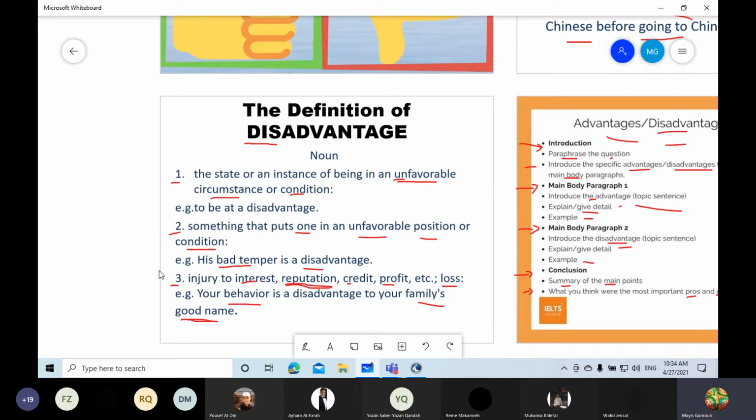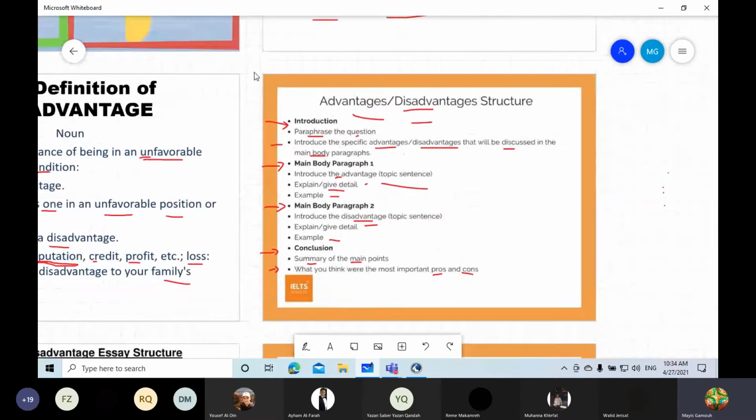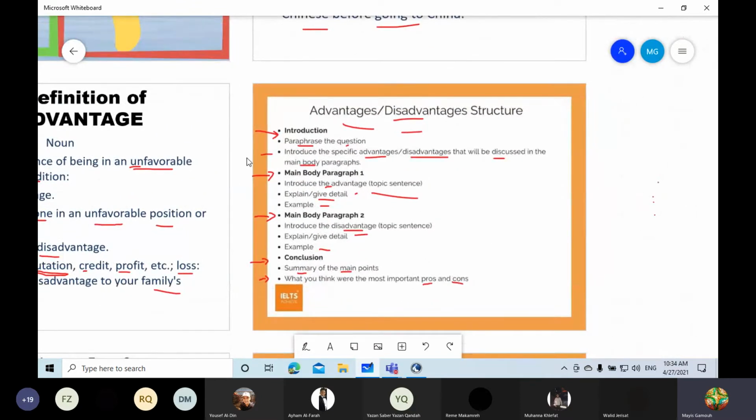We also talked about the structure of writing our essay. If we want to write an essay regarding advantages and disadvantages, we should have this structure. The first thing is our introduction, and it should have the topic sentence, the question that we are going to write about, and then we should introduce the specific advantages and disadvantages that we will discuss in our main body paragraphs. The first main body paragraph should include our advantages, stated from most important to least important, and then we should explain every advantage and provide it with an example.